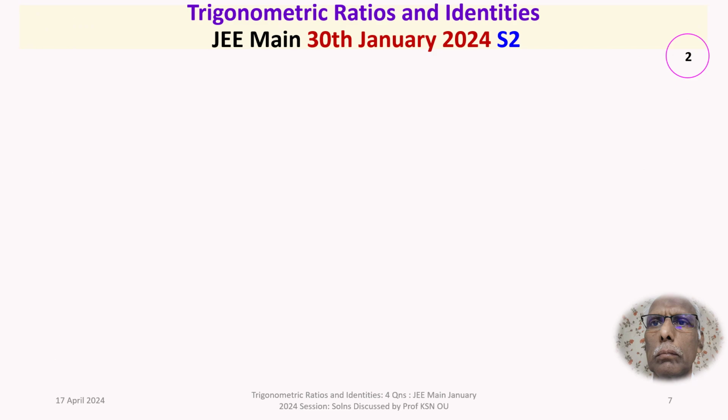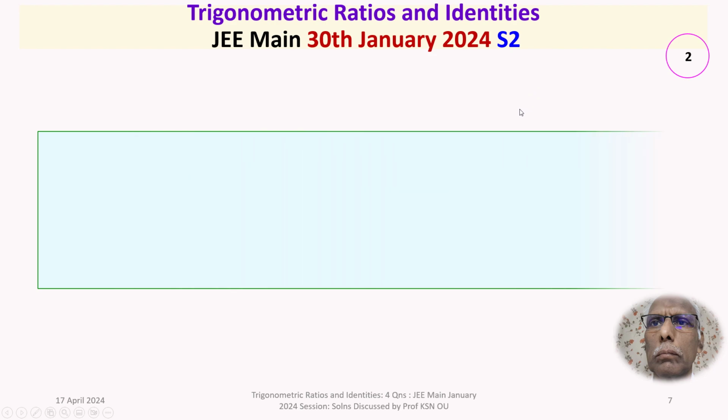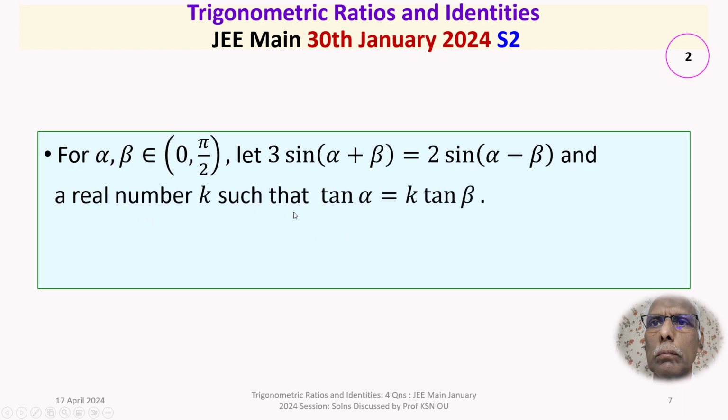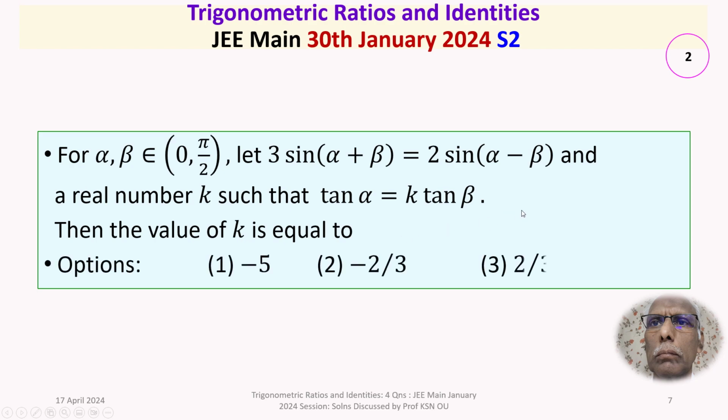This question has appeared in the JEE Main exam held on 30th January 2024 in the second shift. The given question is: for alpha, beta belonging to the open interval 0 comma pi by 2, let 3 times sine of alpha plus beta be equal to 2 times sine of alpha minus beta, and a real number k such that tan alpha is equal to k times tan beta, then the value of k is equal to, we are given 4 options.